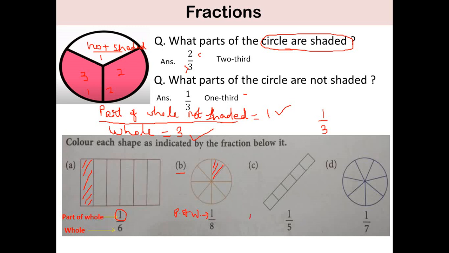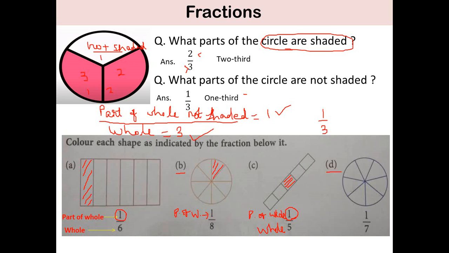So upper part shows part of whole, right? So part of whole and lower part shows whole. So what part you need to shade? Part of whole is 1. That means you can shade any one part. Right? Shaded. Now go to the D part.